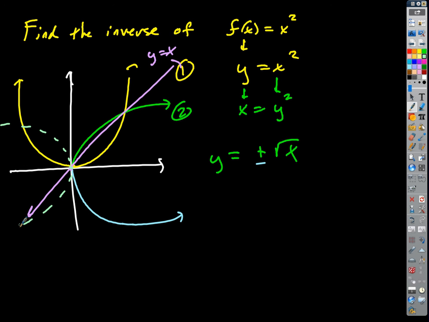So we see that kind of symmetry. But the problem is we end up with something that's a non-function, so we have to break it into separate pieces. Okay, so then are x squared and the square root of x inverse functions?